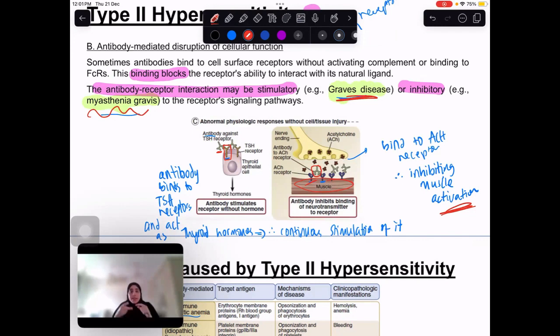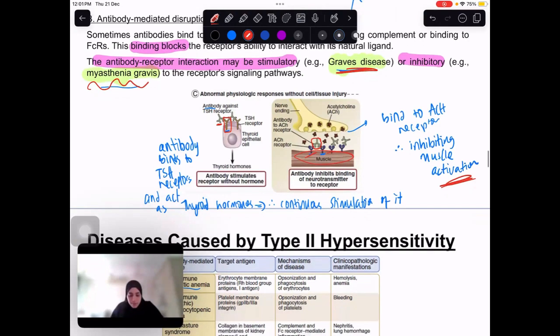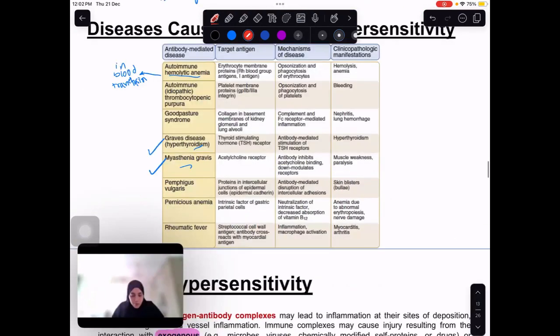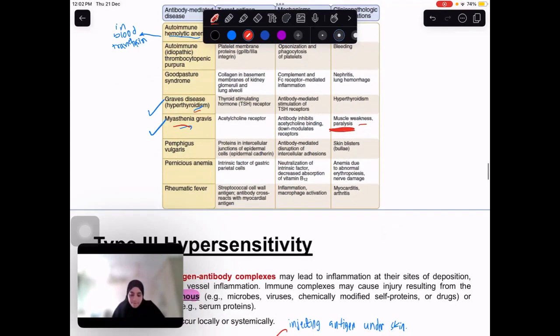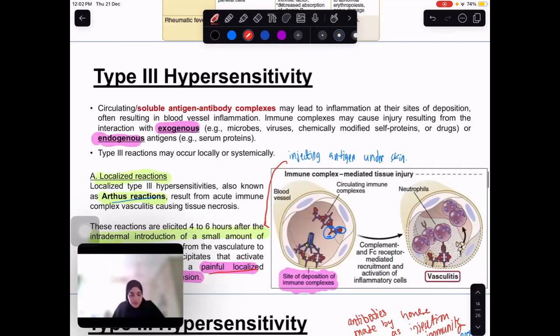Another way is that these antibodies will be binding to the receptors. This can be either stimulatory or inhibitory, and we gave the examples. The examples are also important. Graves' disease, where we mentioned hyperthyroidism, the continuous stimulation, or myasthenia gravis, which is the paralysis, or muscle weakness, right? Because the muscle is no longer accepting any acetylcholine, because the antibody is blocking the receptor from accepting it. So now it's not working at all. It's paralyzed. It can't contract.